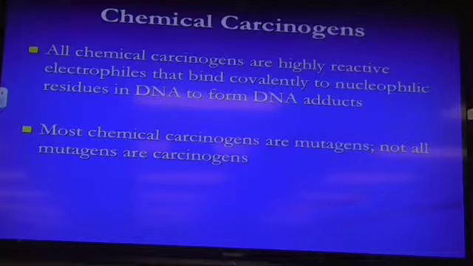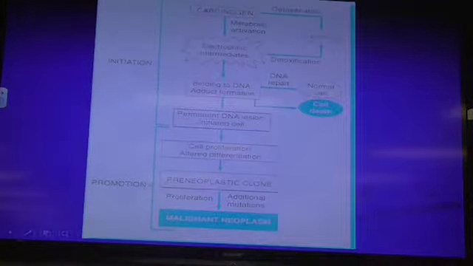Most chemical carcinogens are mutagens, but not all mutagens are carcinogens. That means most chemicals that are carcinogenic cause a mutation of the DNA. But not everything that causes a mutation of the DNA results in cancer. This is kind of more of the same, just specifically talking about carcinogens. This is the one I showed.